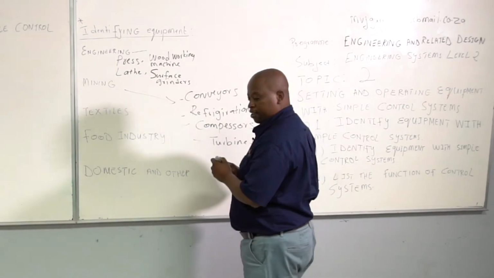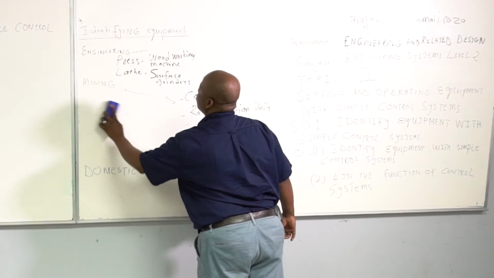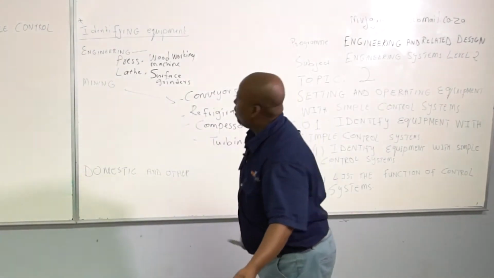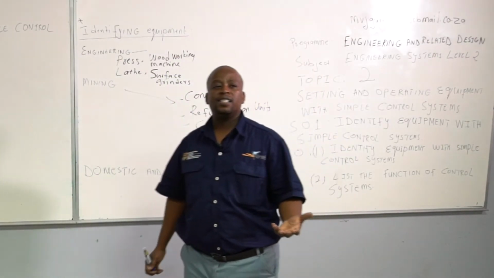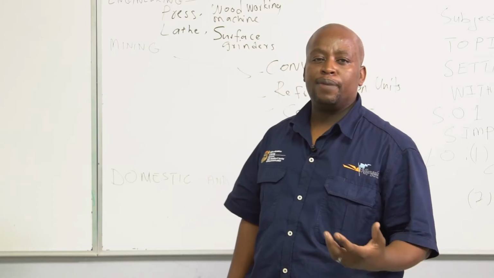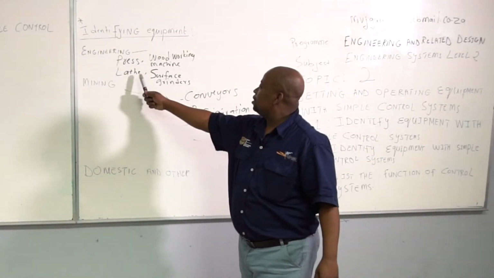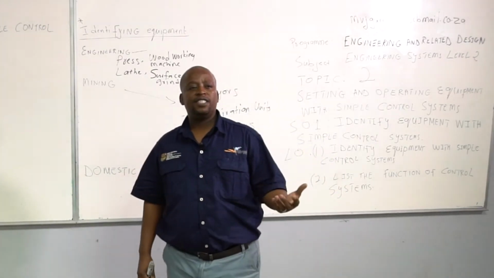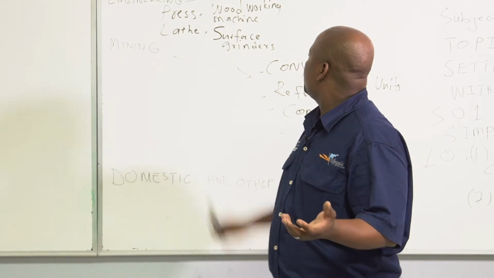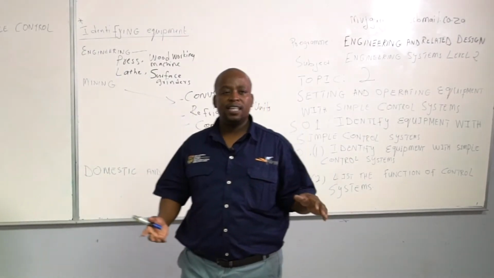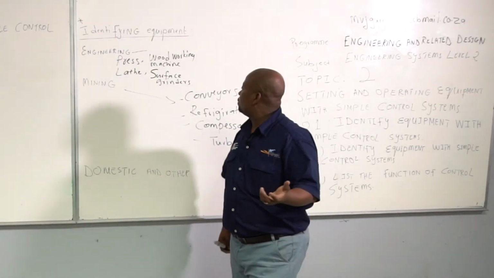Before I continue, let me try to explain a little bit about what is written here. From engineering, a woodworking machine is the one that can be used for carpentry, manufacturing of carpets, and so on. A lathe machine can be used in a fitting and turning workshop to cut different designs. A surface grinder is the one that can be used for cutting different metals.